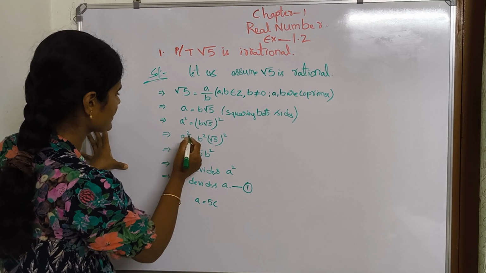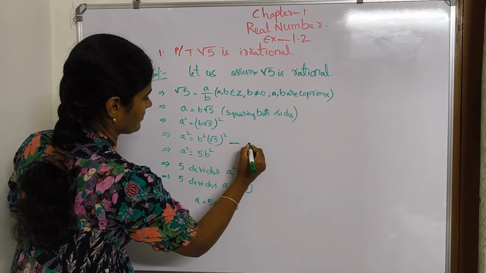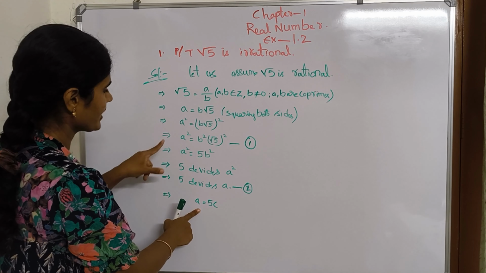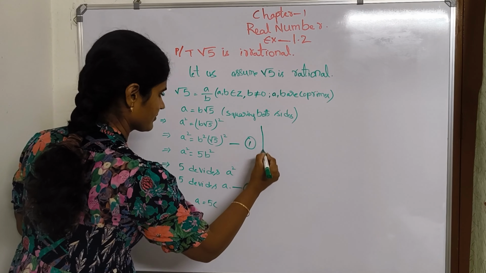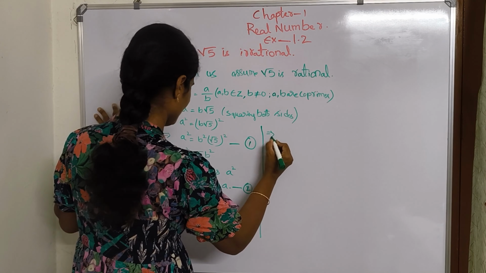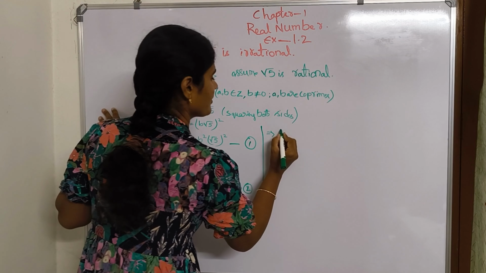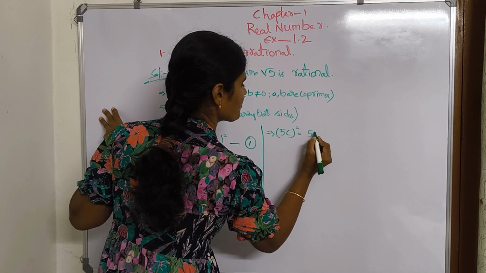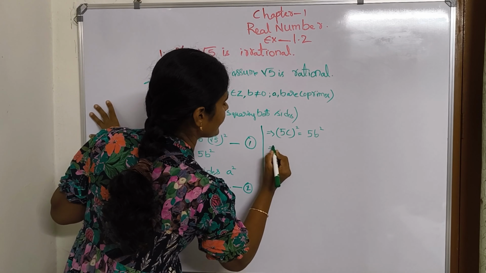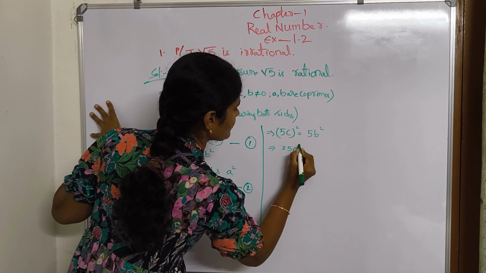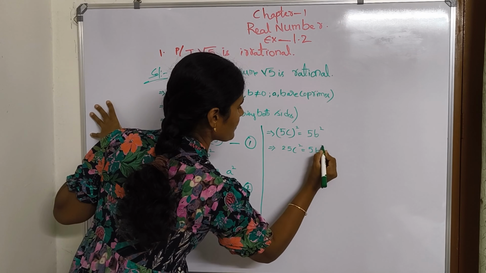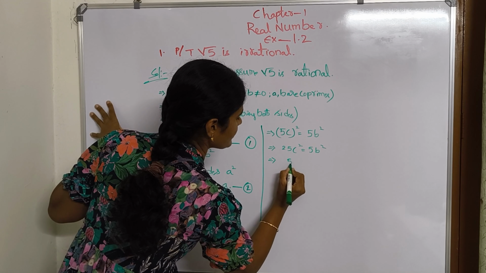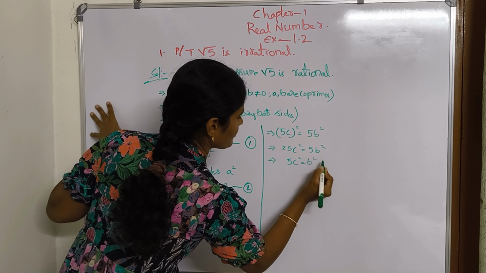So a equal to 5c, now substitute in this. This is equation 1, and this is equation 2. From that, substitute the a value in 1. Put a equal to 5c. So 5c whole square equal to 5b square. Here 25c square equal to 5b square. 5 into 5 is 25. So 5c square equal to b square.